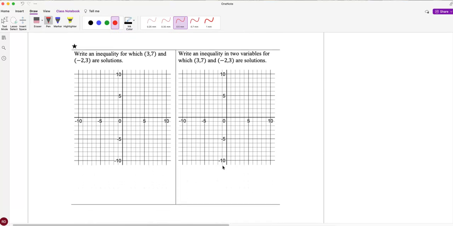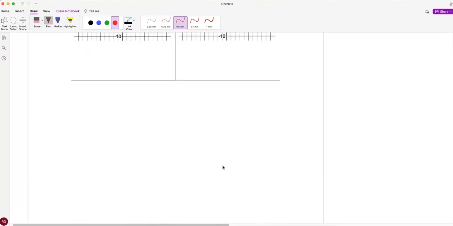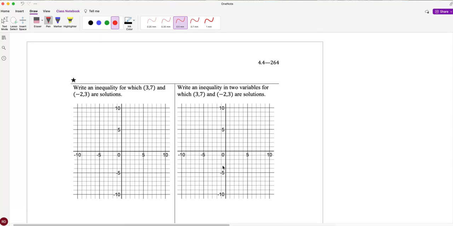And that leads to the homework, well, I keep saying that, but we've got 2 more problems. Write an inequality for which 3, 7 and negative 2, 3 are solutions. Okay. Now, there's a difference between them. One says write an inequality, one says write it in 2 variables. There's many ways to do this. This is the line, what is this, y equals 0?